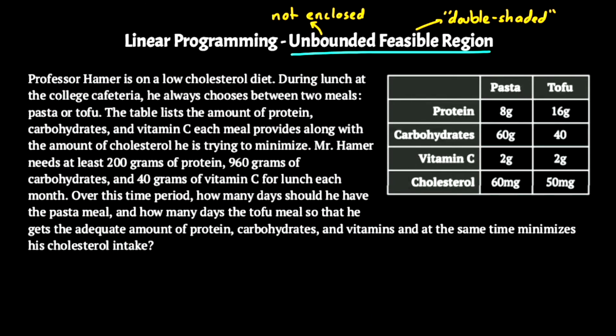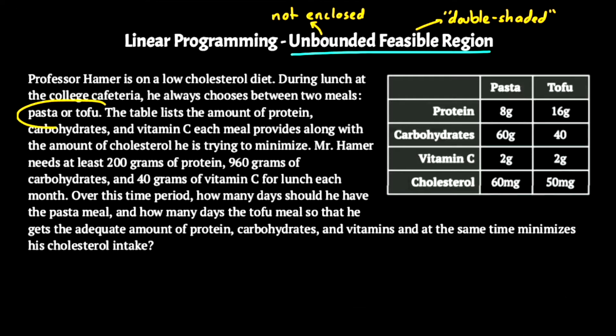So let's read through this setup and we'll see some of the other differences about this problem. Professor Hamer is on a low cholesterol diet. During lunch at the college cafeteria, he always chooses between two meals, pasta or tofu. The table lists the amount of protein, carbohydrates, and vitamin C each meal provides, along with the amount of cholesterol he is trying to minimize. Mr. Hamer needs at least 200 grams of protein, 960 grams of carbs, and 40 grams of vitamin C for lunch each month. Over this time period, how many days should he have the pasta meal and how many days the tofu meal so that he gets the adequate amount of protein, carbs, and vitamins, and at the same time minimizes his cholesterol intake?